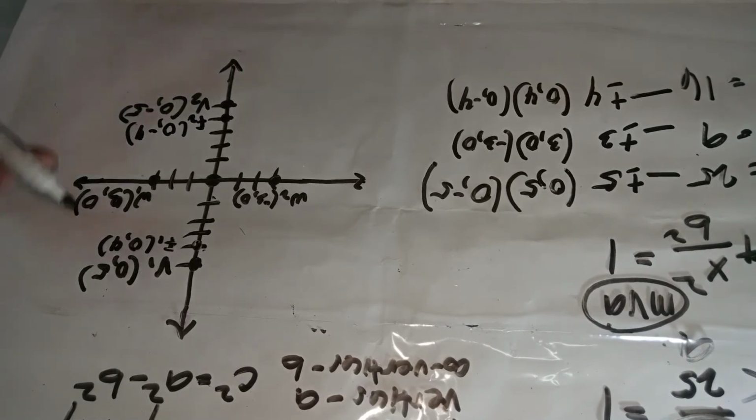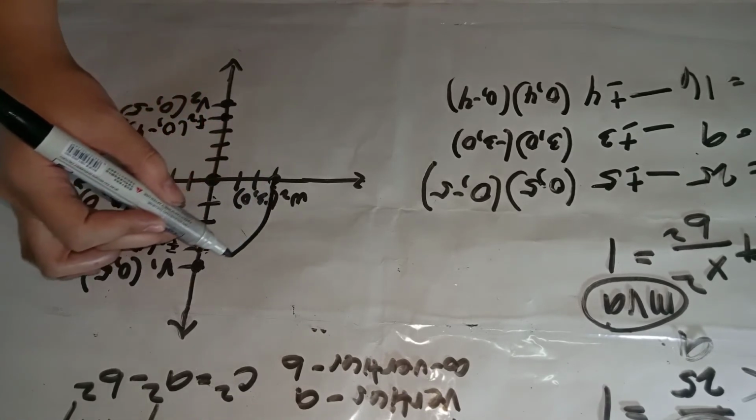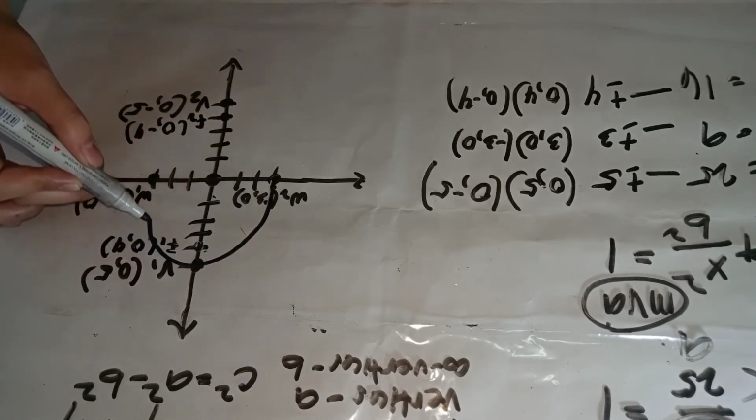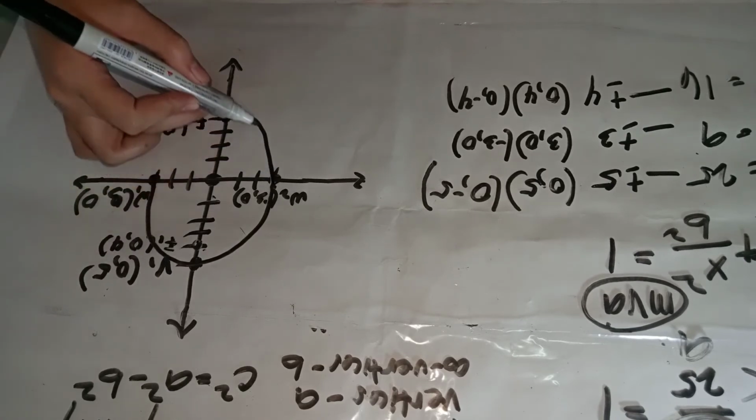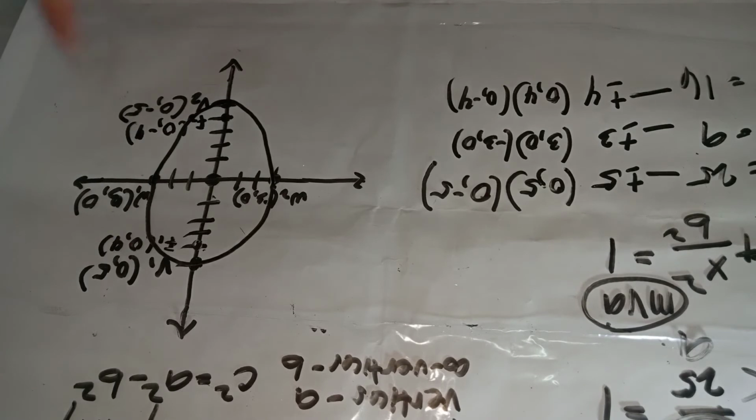Okay, let's connect or form an ellipse. Okay na po. So, ganyan na po siya. Madali lang po ba? Clear?